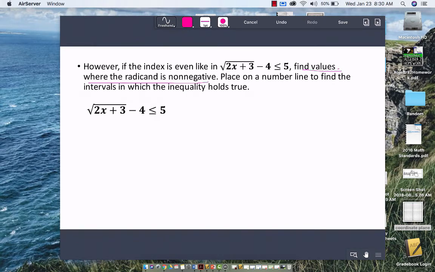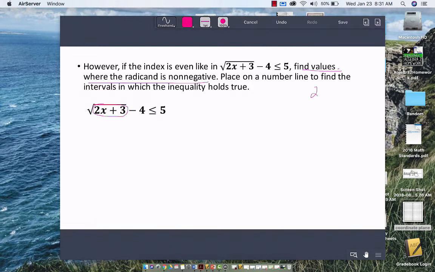Even before we start the problem, I'm going to take my radicand, which is this section of numbers right in here. We want to make sure that the number in there is a non-negative number. So kind of off to the side, I'm going to do it in the upper right-hand corner here.